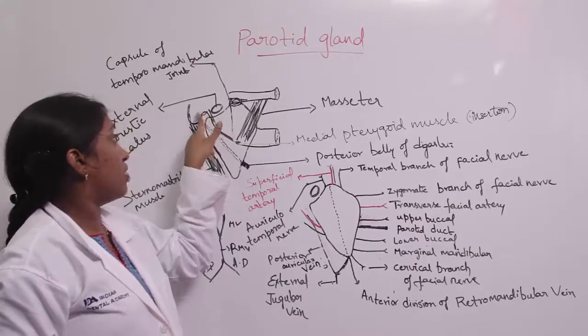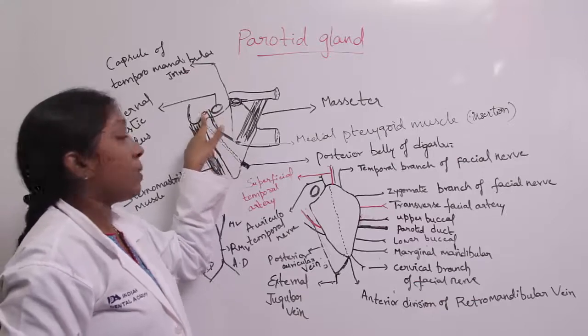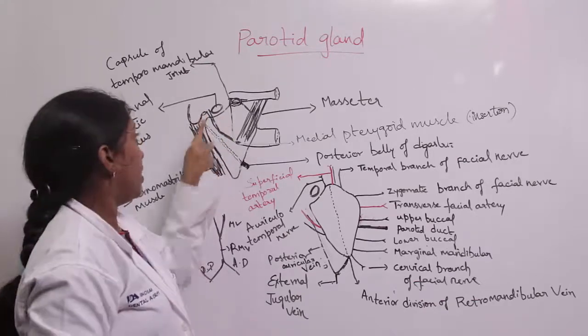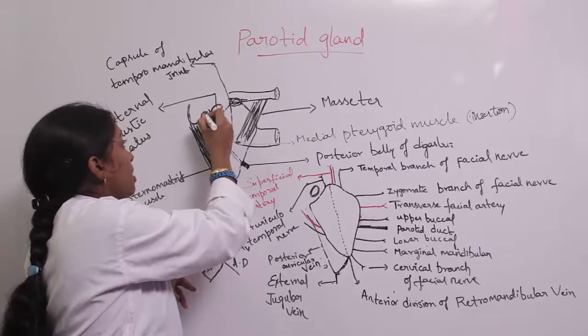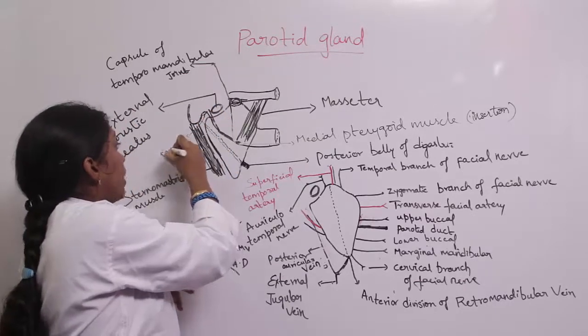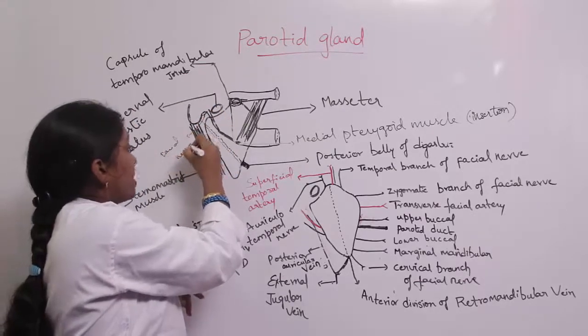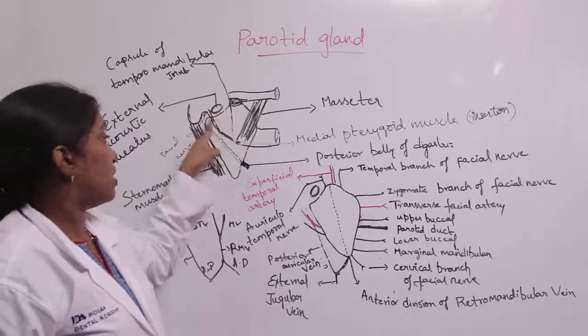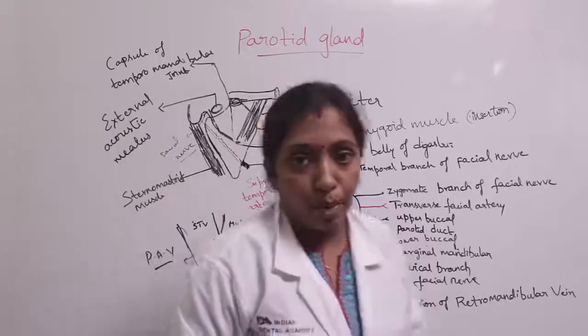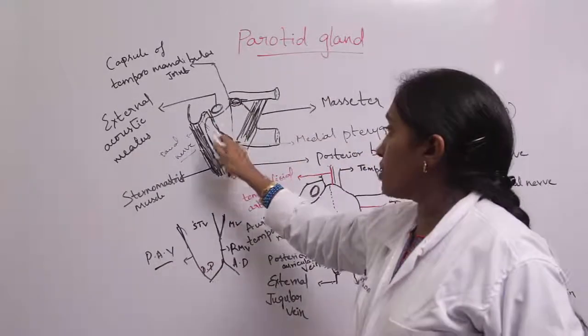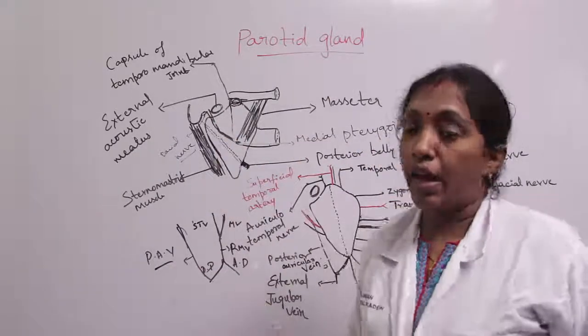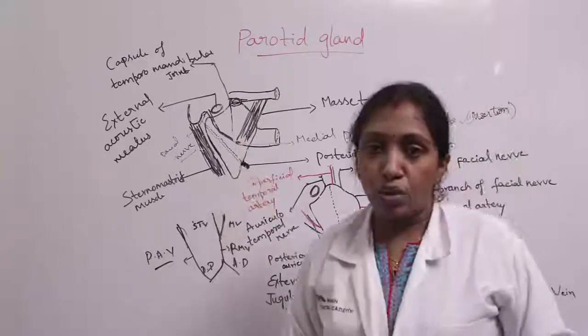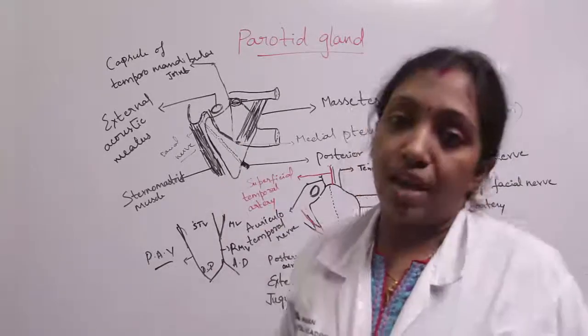Between the mastoid process and styloid process, we have a foramen, the stylomastoid foramen, and here the facial nerve emerges from the stylomastoid foramen. This is the styloid process, which we know is a part of the temporal bone. From the styloid process, three muscles arise: styloglossus, stylopharyngeus, and stylohyoid.